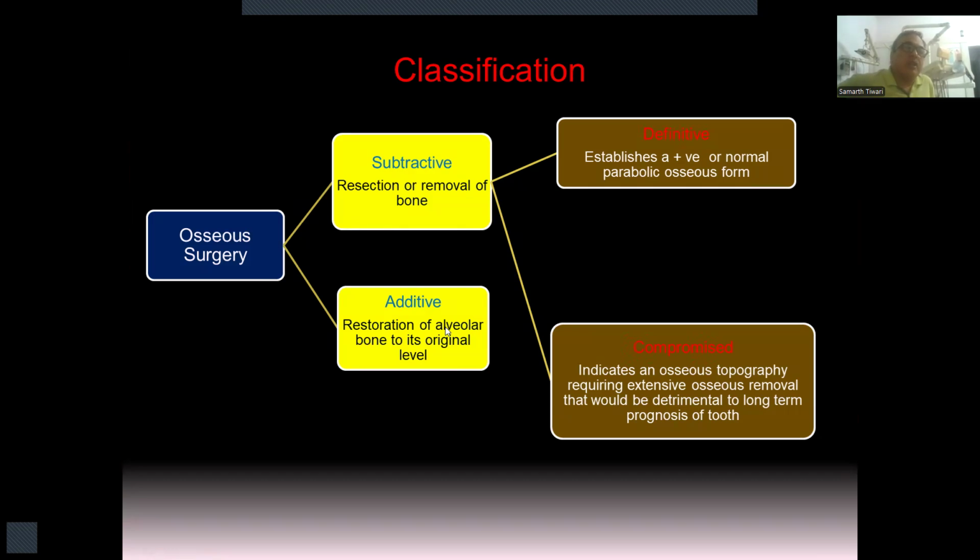Osseous surgery can be additive or subtractive. Additive is restoration of alveolar bone to its original level. Subtractive is resection or removal of bone, which could be definitive, which establishes a positive or normal parabolic osseous form, or compromised, which indicates an osseous topography requiring extensive osseous removal that would be detrimental to long-term prognosis of the tooth.